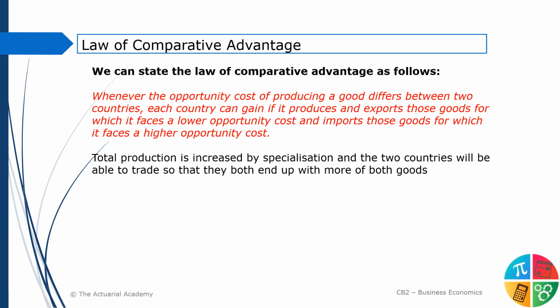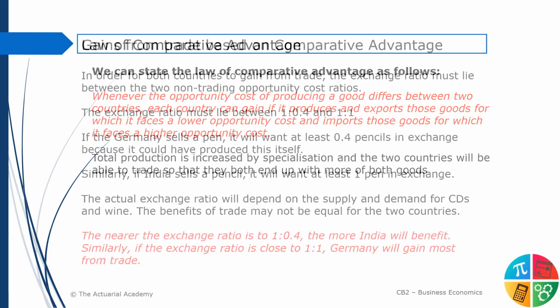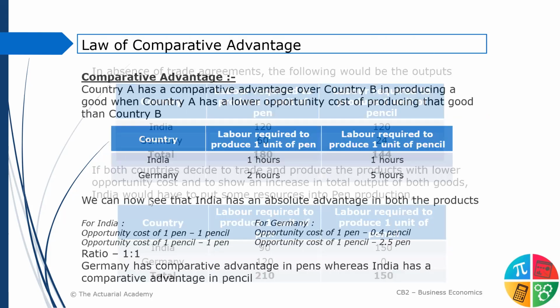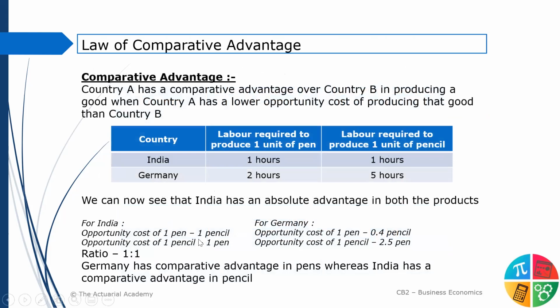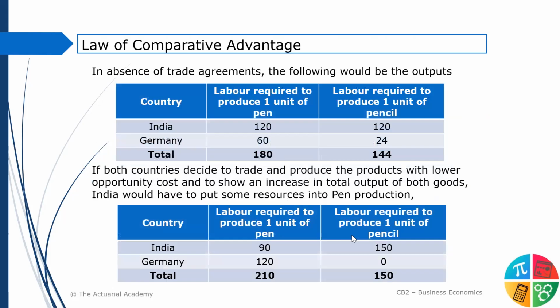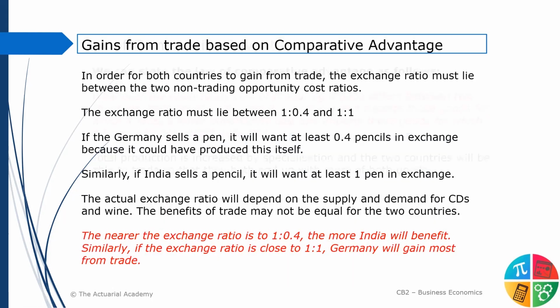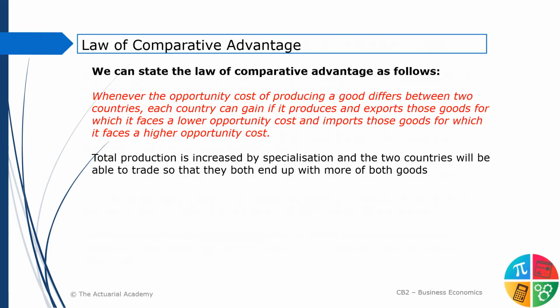सबका cost अलग रहेगा, सबका manufacturing capacity, सबका expertise would be different. So when it differs, each country can gain if it produces and exports those goods which it faces lower opportunity cost. So in this, we saw there is an opportunity cost for each of these products. One pen ka one pencil hai, one pencil ka one pen hai. So whichever opportunity cost for whichever product is lower, the country would export that and import another product for which the opportunity cost is higher.